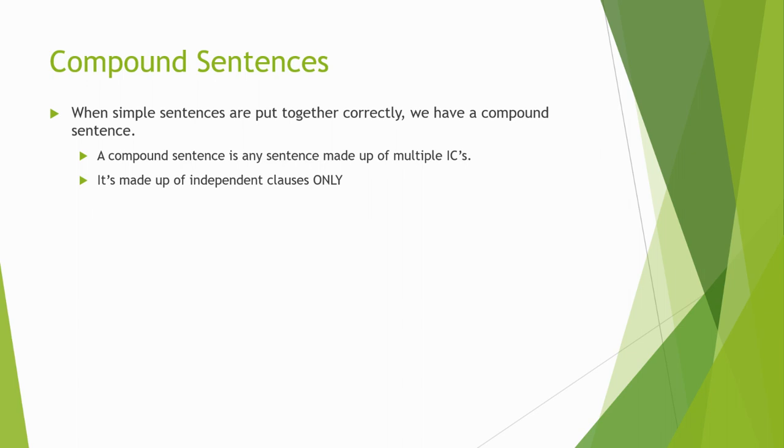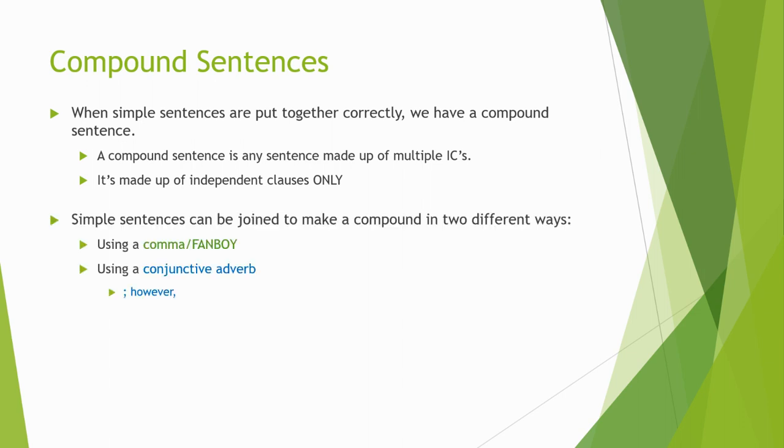When simple sentences are put together correctly, we have a compound sentence. A compound sentence is any sentence made up of multiple independent clauses. It's made up of independent clauses only. When you have multiple independent clauses and only independent clauses, we have compound sentences. Now, simple sentences can be joined to make a compound in two different ways: using a comma and a fanboy, or using the conjunctive adverb.